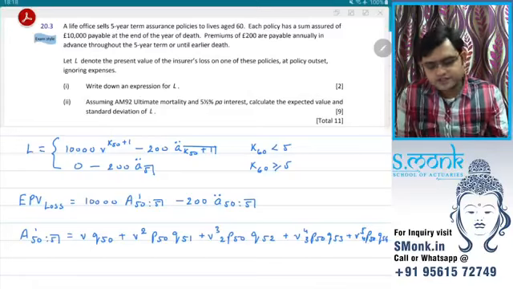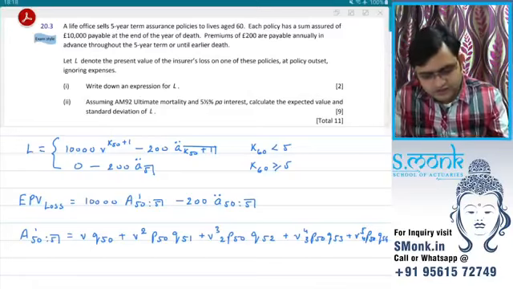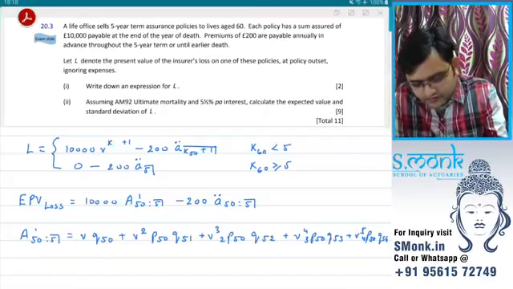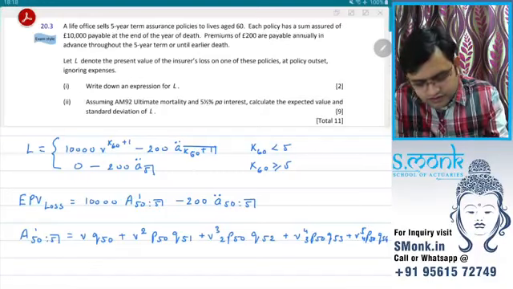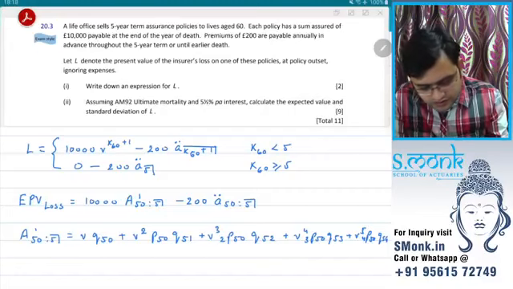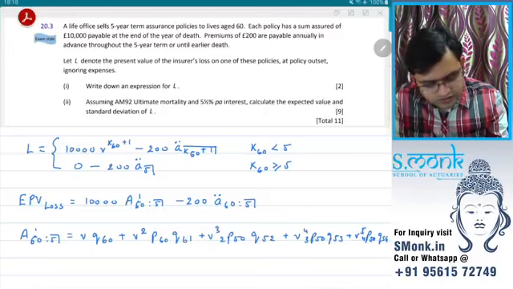Age is 60. Everywhere I have written 50, the age is 60.